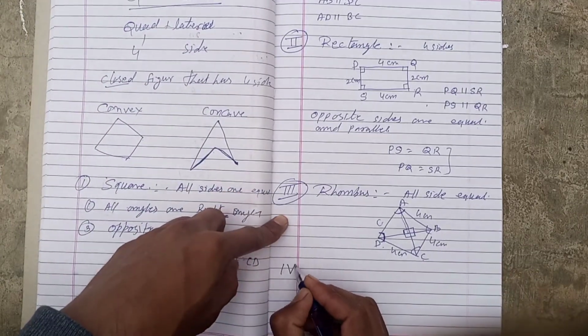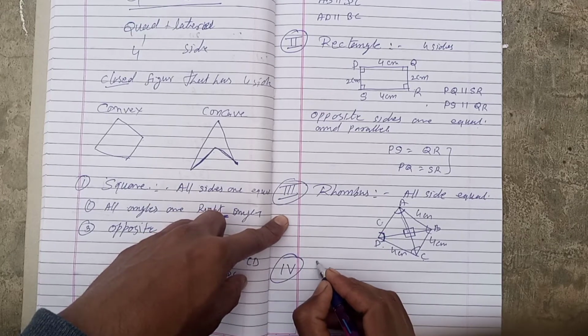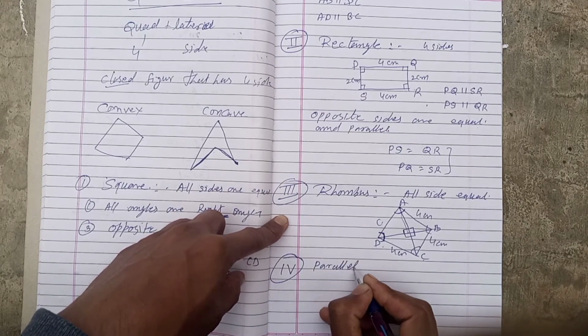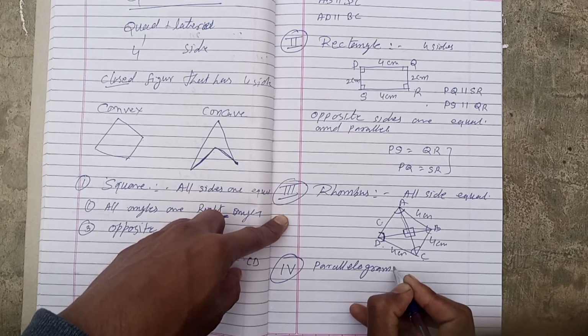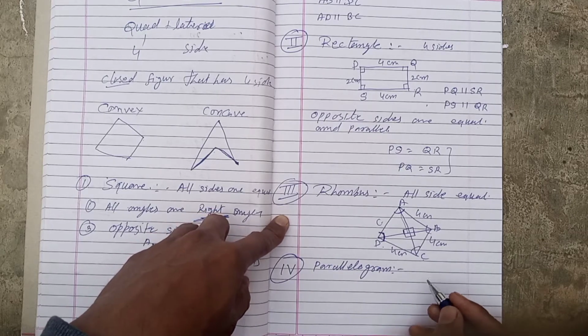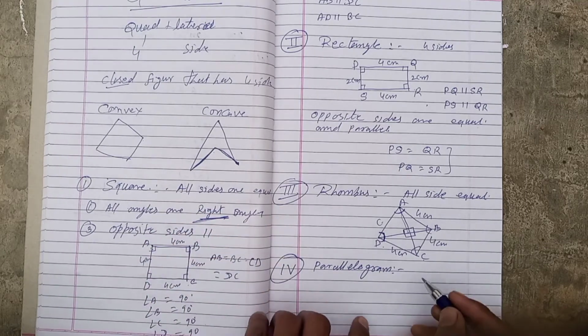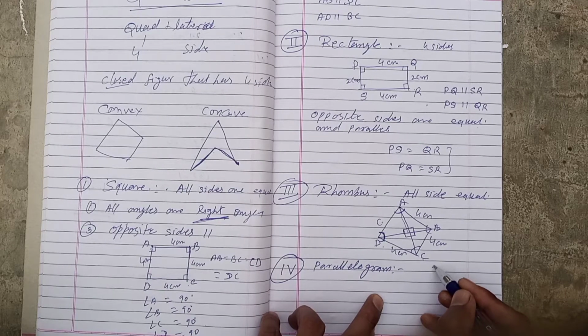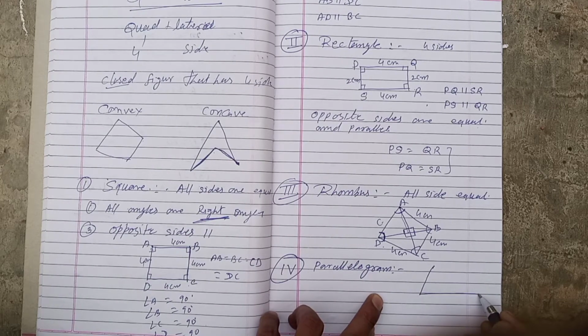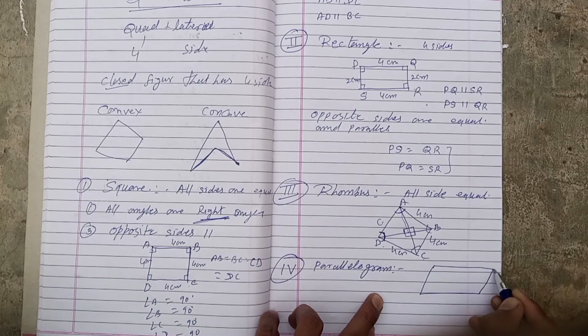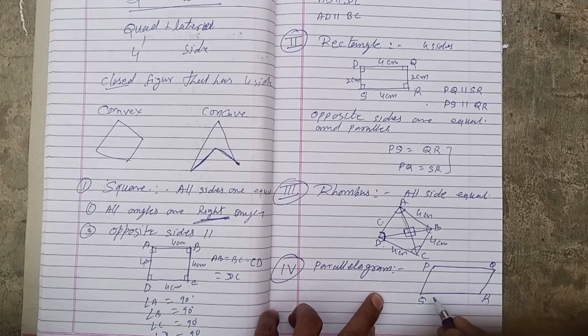Next, number 4, it is coming the parallelogram. Parallelogram also is a quadrilateral, in that opposite sides are parallel and equal. P, Q, R, S. These are opposite sides. PQ is parallel to SR.